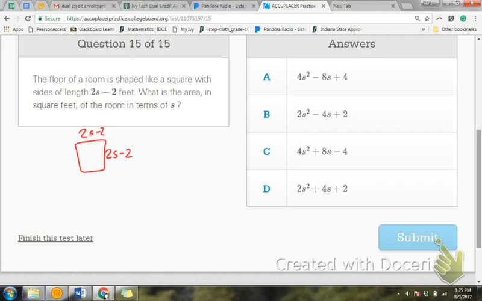Answer choice A is the correct one. Okay?